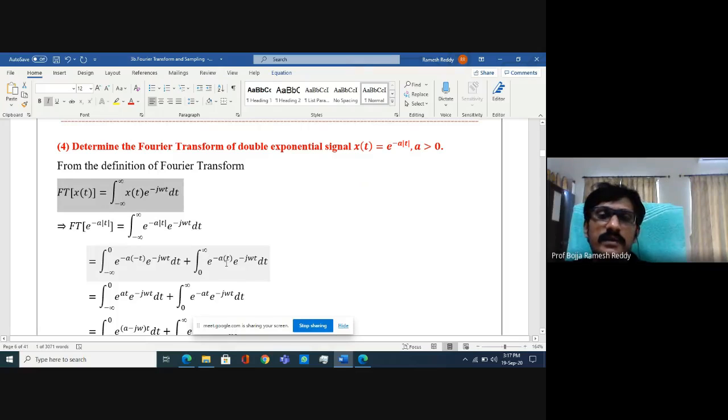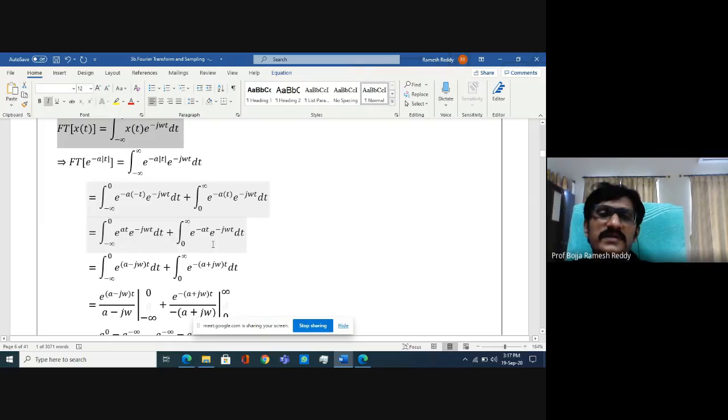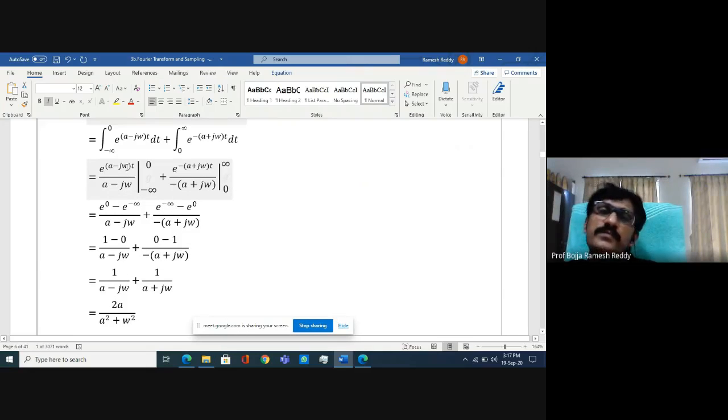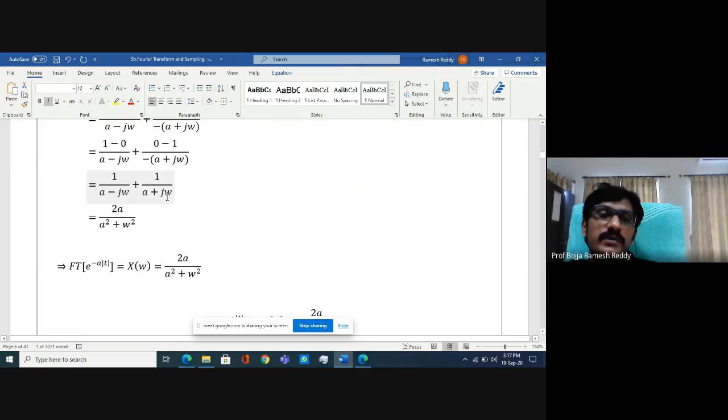Like that, separate the integration, and it is just the sum of the previous two problems. Double exponential is nothing but the sum of rising exponential and decaying exponential. Just add those two. It is simple, simply just the previous derivation only. Here is the sum of these two. One by a minus j omega is the previous answer. This is from before that.